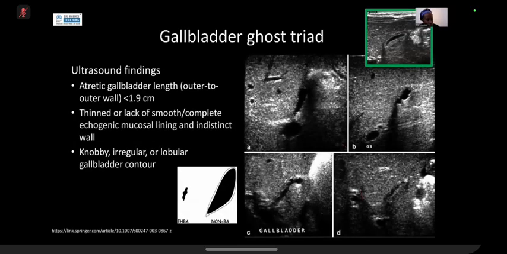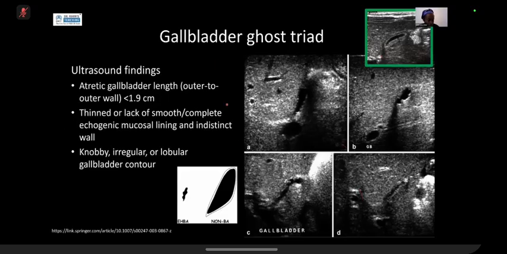So this is just a bit more about your gallbladder ghost triad. So you get a small gallbladder, so less than 2 centimeters is what I have in my head. And you get irregularity, which is due to thinning or absence of the echogenic mucosal lining. So you can see here we've got a very small gallbladder. It's really irregular, and you don't see that mucosal lining as well. And then if we compare it to a normal gallbladder, you can see it's not irregular, and you can see that mucosal lining very well, as you can see in these pictures. So this is your gallbladder ghost triad.